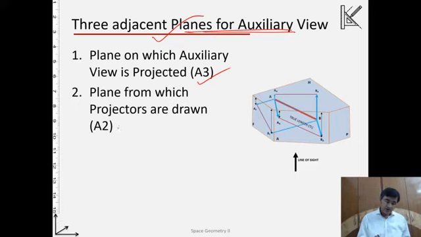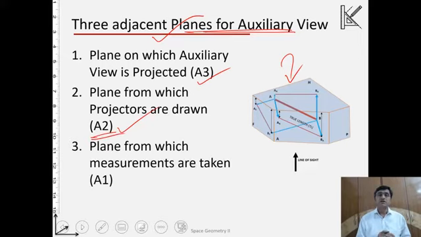Then there is A2. For example, the example that I had given you, in this case we had determined the projection of the line on the horizontal plane, and from the horizontal plane we are connecting the auxiliary plane by the projectors. So that horizontal plane, or the plane from which the projectors will be drawn, is called the A2 in general.